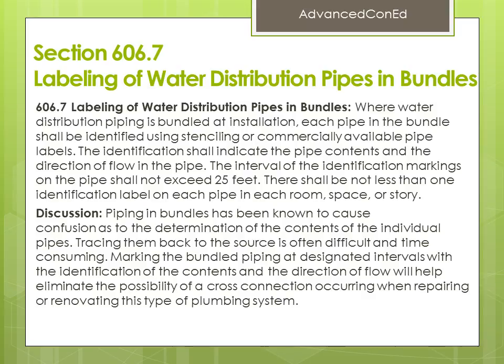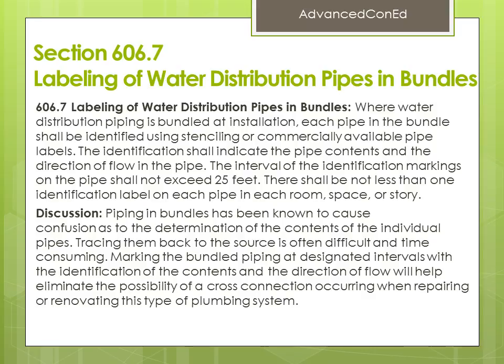Section 606.7 Labeling of water distribution pipes in bundles. 606.7 Labeling of water distribution pipes in bundles. Where water distribution piping is bundled at installation, each pipe in the bundle shall be identified using stenciling or commercially available pipe labels. The identification shall indicate the pipe contents and the direction of flow in the pipe. The interval of the identification markings on the pipe shall not exceed 25 feet. There shall not be less than one identification label on each pipe in each room, space, or story.